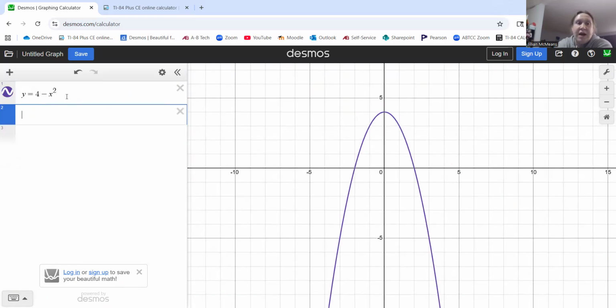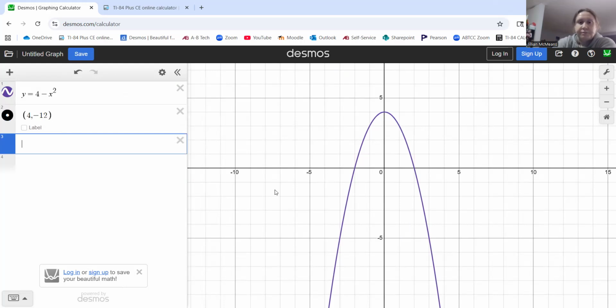All right, so we have y equals 4 minus x squared. So this is our graph. Believe it or not, this is the graph of a quadratic equation. Now we want to type in the ordered pair 4 comma negative 12. We want to make sure that really is a point on our graph.